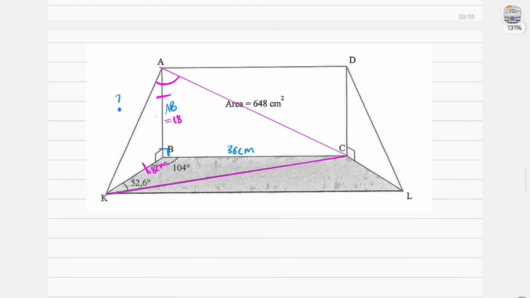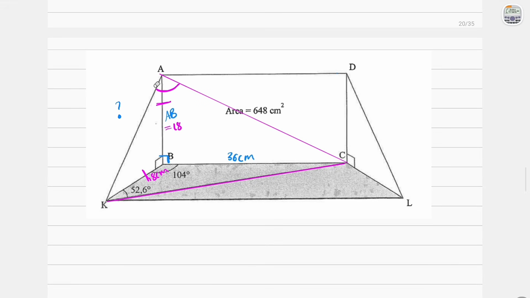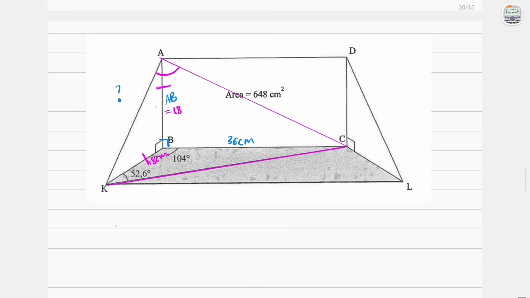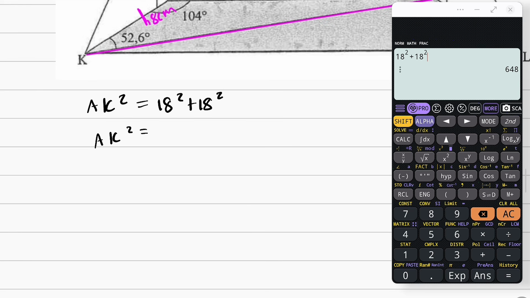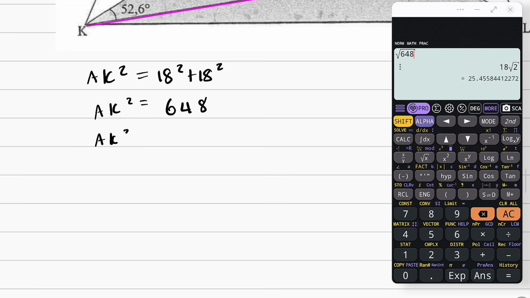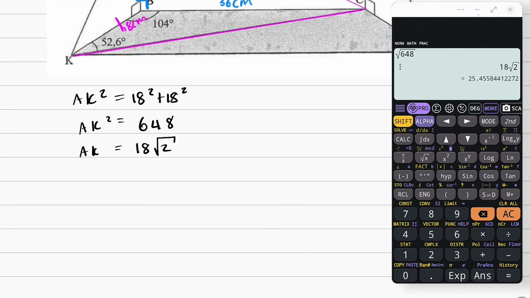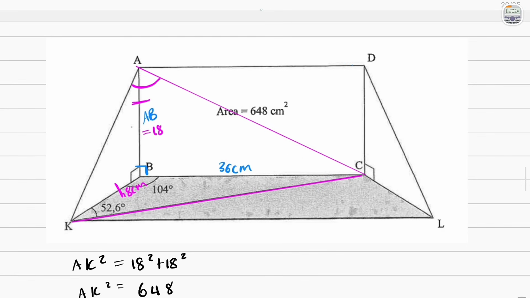Let's find AK first. You can see that this is 18, this is 18. We have a right angle triangle, so we can use Pythagoras. To find AK, we'll say AK squared is equal to 18 squared plus the other 18 squared. Okay, so we have AK squared is equal to 648, and then square root that. I'm just not going to round off yet. Leave it as 18 square root 2. AK is 18 square root 2. And now let's go ahead and find the angle using the cos rule.